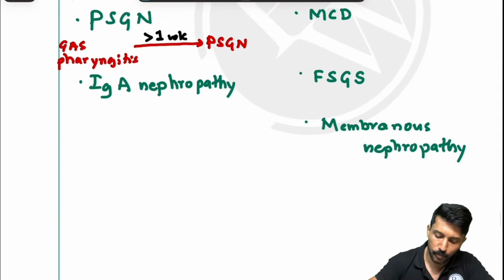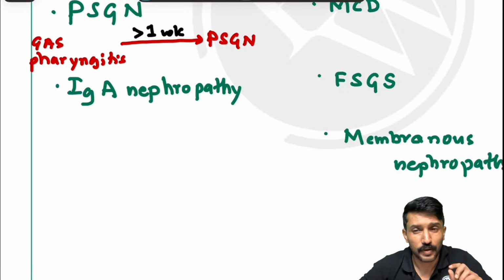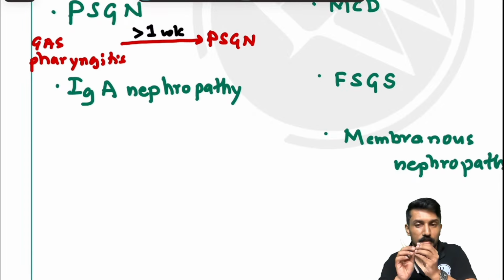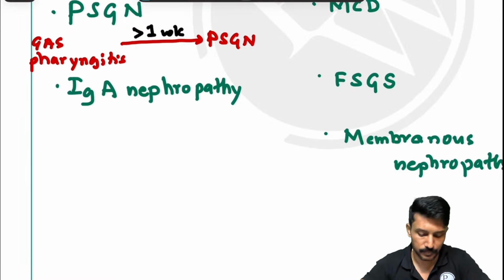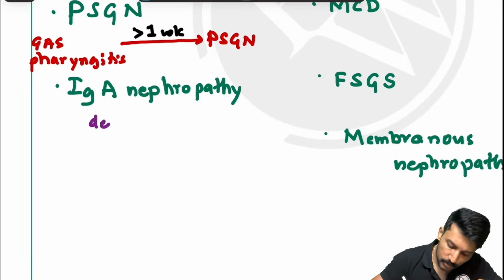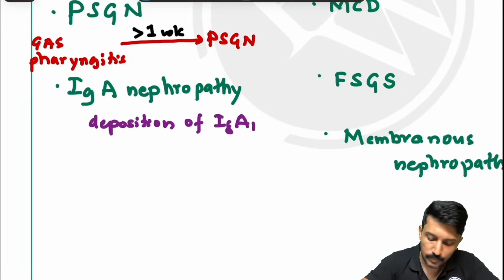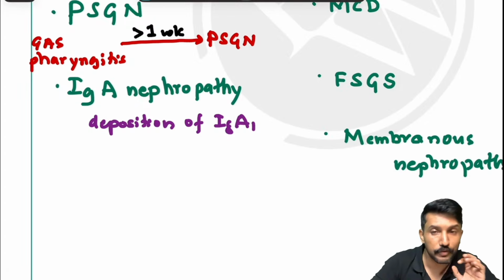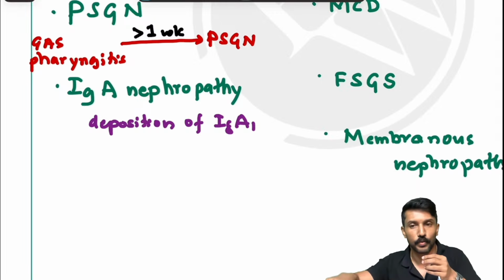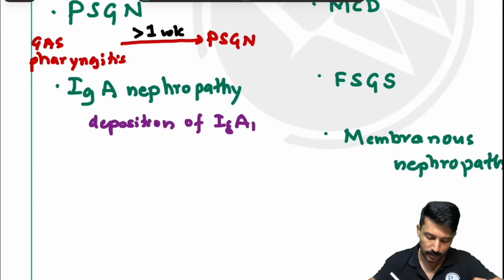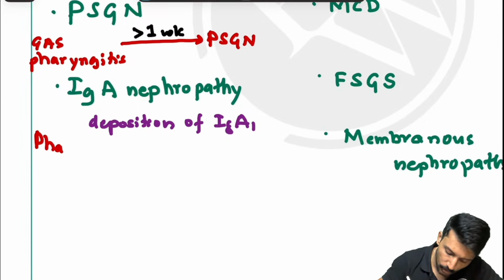In IgA nephropathy, it is due to deposition of the IgA1 subclass of immunoglobulins without complexing with the antigen. There's no antigen. Just IgA1 goes and gets deposited in the glomeruli. And here also usually pharyngitis is a trigger, because once there is infection, the body produces IgA. So here also it is pharyngitis, need not be group A streptococcal, but pharyngitis.